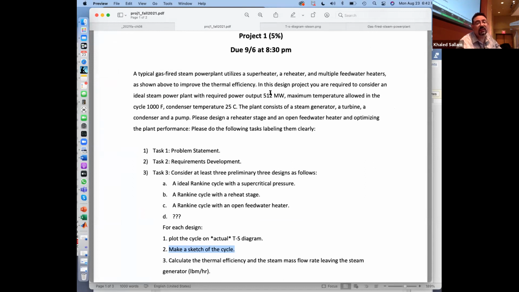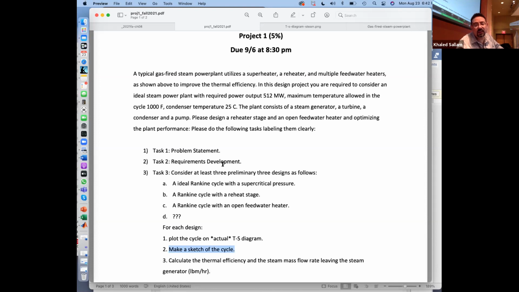Okay, so that is typical. Like the one in Jenks, they have 2 units and each one of them is 450 megawatts, for example. So 512 is a typical number. Maximum temperature allowed in the cycle is 1000 Fahrenheit. Condenser temperature, 25 degrees C. The plant consists of a steam generator, a turbine, condenser, and a pump.